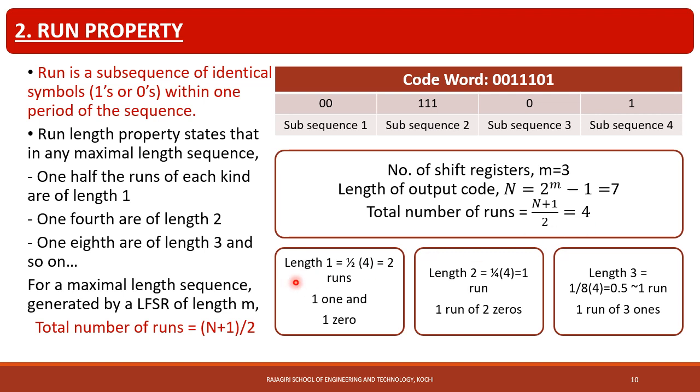Now, when you try to prove the run property, consider length 1: 1/2 of the runs are of length 1. That is, 1/2 of 4 is equal to 2. That means it consists of 2 subsequences of length 1. Now 1/4 are of length 2, that means only one run is of length 2, that is, it contains 2 zeros. Now for length 3, it is 1/8 of the number of runs, which is equal to 0.5, which can be approximated to 1, that means it consists of one run of length 3. Therefore, it satisfies the run length property.